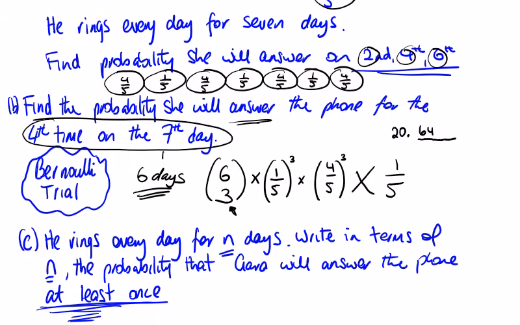On the bottom again, it's 7 days, isn't it? So we're going to have 5 to the power of 7 on the bottom. So that's going to give me 1280 divided by my 5 to the power of 7, which is 78,125. So that's the answer to part 2.